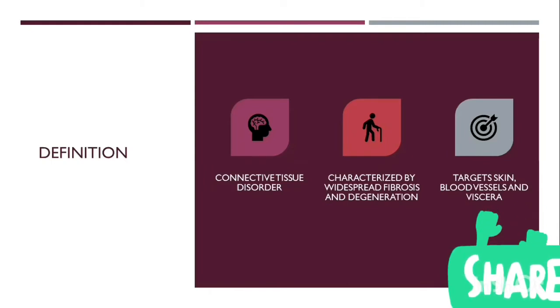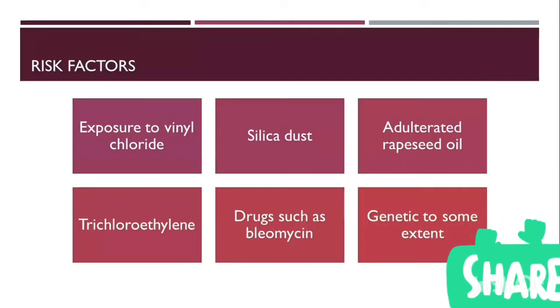Scleroderma is basically an autoimmune disease. It affects the multiple systems of the body. It causes the functional and structural abnormalities of blood vessels, fibrosis of the skin and internal organs, which ultimately leads towards degeneration. There are some risk factors associated with the scleroderma.